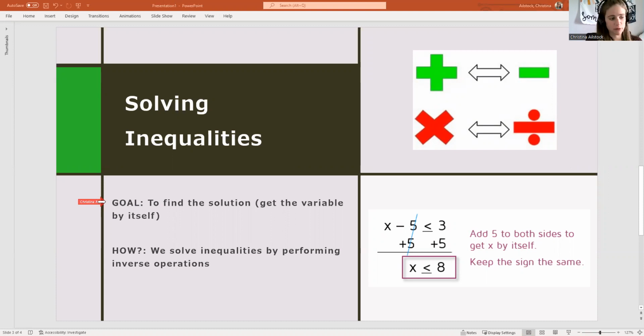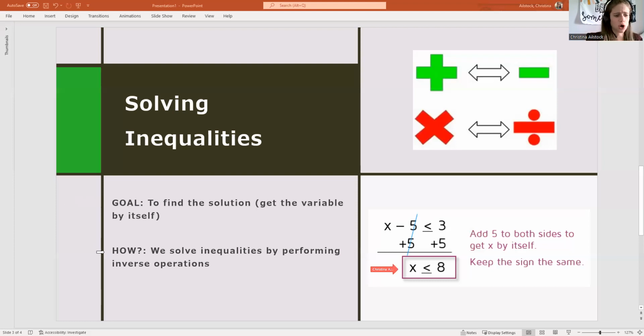So if we skip ahead for a moment over to the right here, we can see that this would be our answer. Our variable is by itself. We have x all by itself is less than or equal to 8. That is our goal in every problem, to solve that equation, find out what our variable is, and get it by itself. Now, how do we do that?